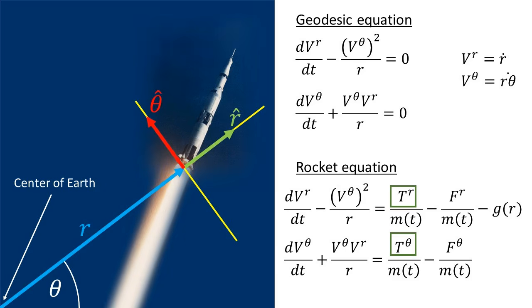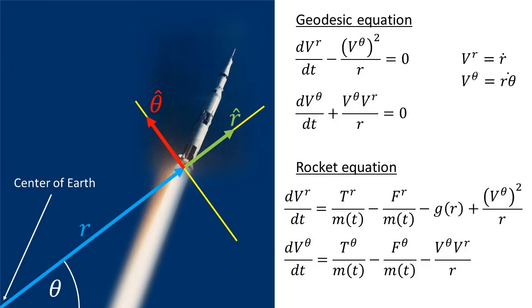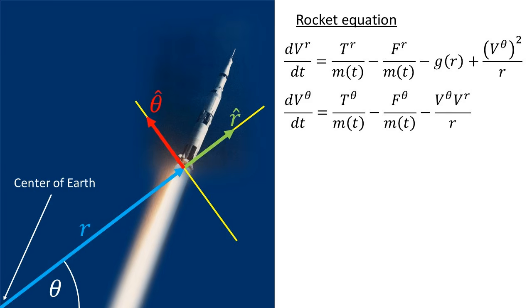T is the force of the thrust, which we'll talk about in a minute. F is the force of friction, or air resistance, and G is the gravitational acceleration. Let's move these terms to the other side. So now we want to choose what kind of thrust function we want. The most efficient way to use fuel is to align the thrust with the velocity.